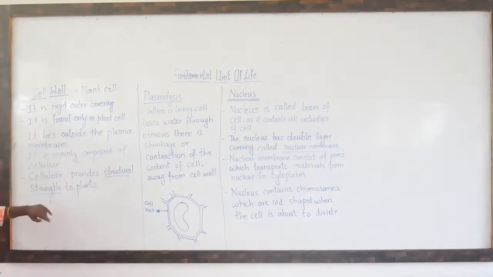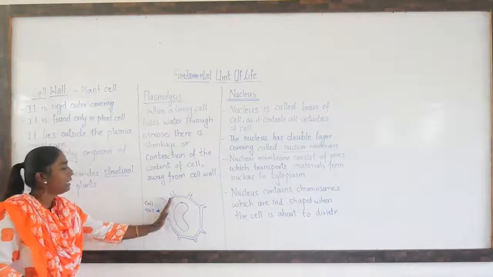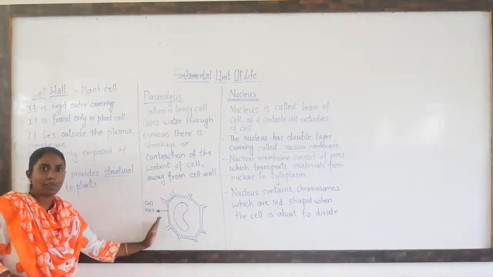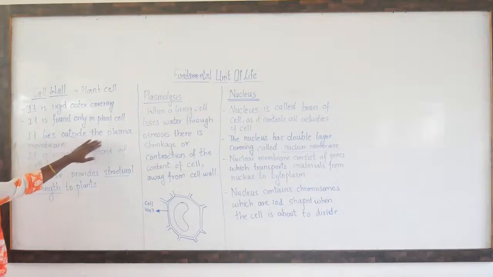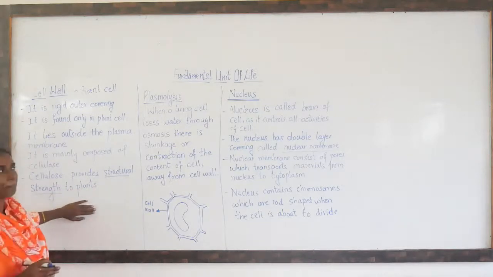So in quick review, the characteristics of cell wall. First thing, it is rigid. Second one, it lies outside the plasma membrane. It is found only in plant cell and it is absent in animal cell. Now what is this cell wall made up of? The cell wall is made up of cellulose, and this cellulose provides a structural strength to the plant.